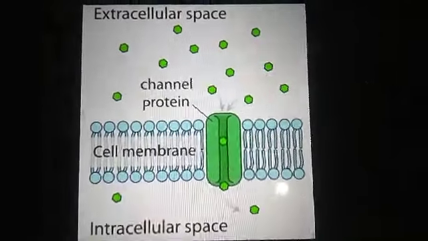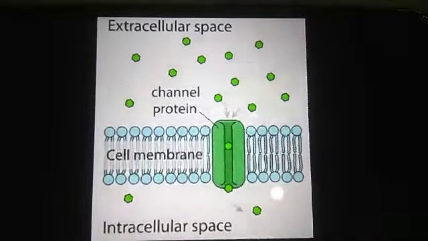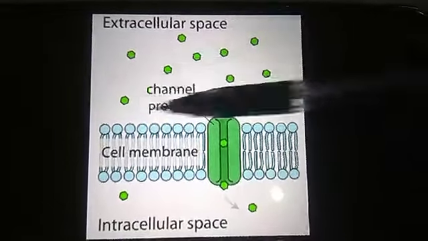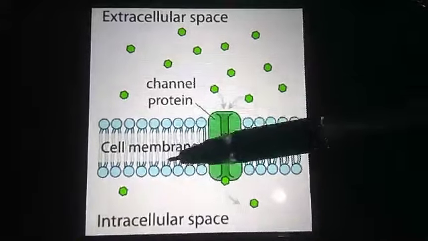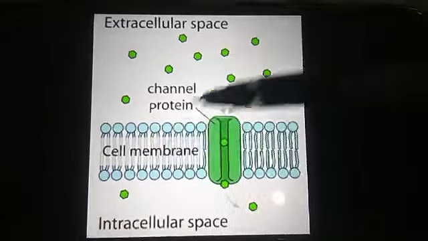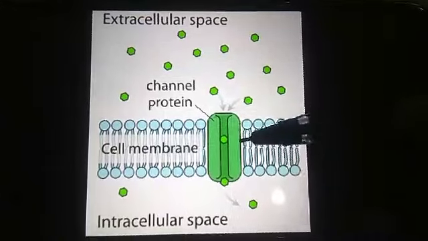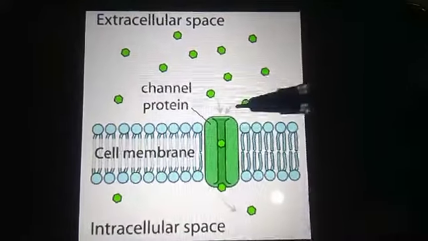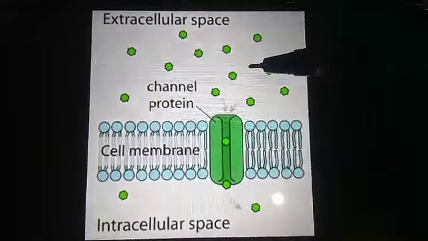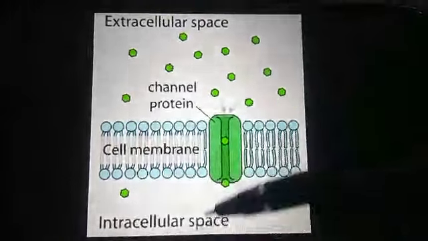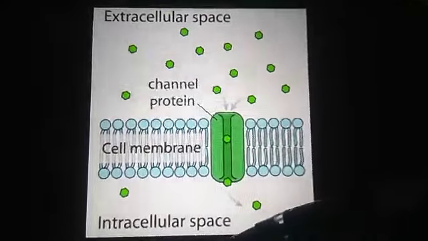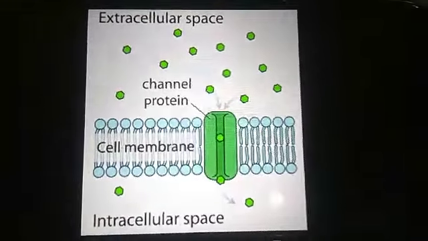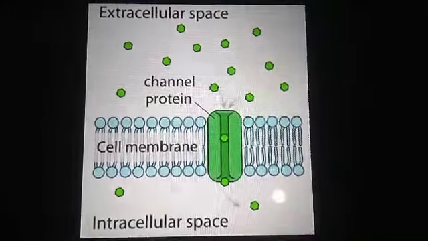Now students, let us understand diffusion, right? So here is the substance, any kind of substance, and here is the plasma membrane, and above the plasma membrane there is the extracellular space, meaning the space that is outside the cell, and here is the intracellular space, that is inside the cell. Now here the concentration of the substance is low. You can understand concentration as the amount, right?